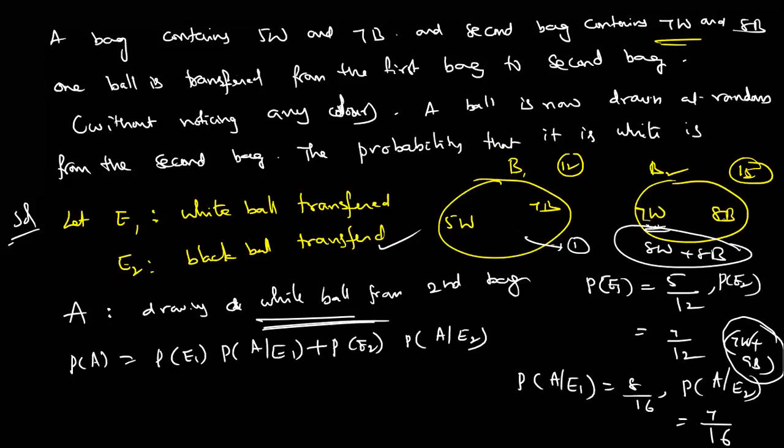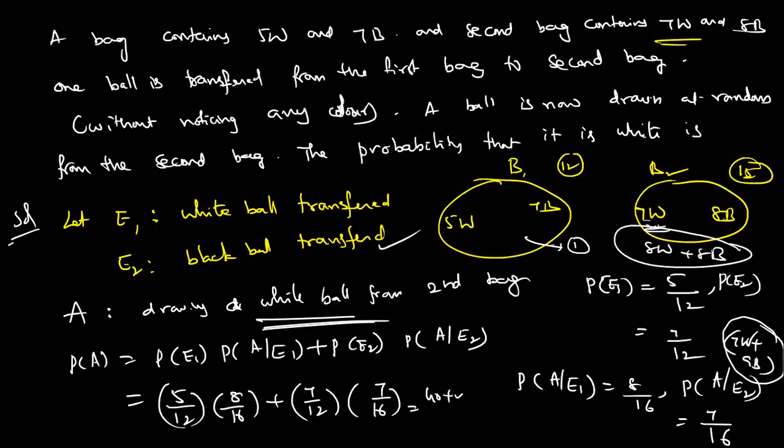See carefully. Now, P of E1 is how much, anyone? 5 by 12 into 8 by 16. P of E2, 7 by 12 into 7 by 16. How much is coming? 40 plus 49 by 192. So 89 by 192 is correct.